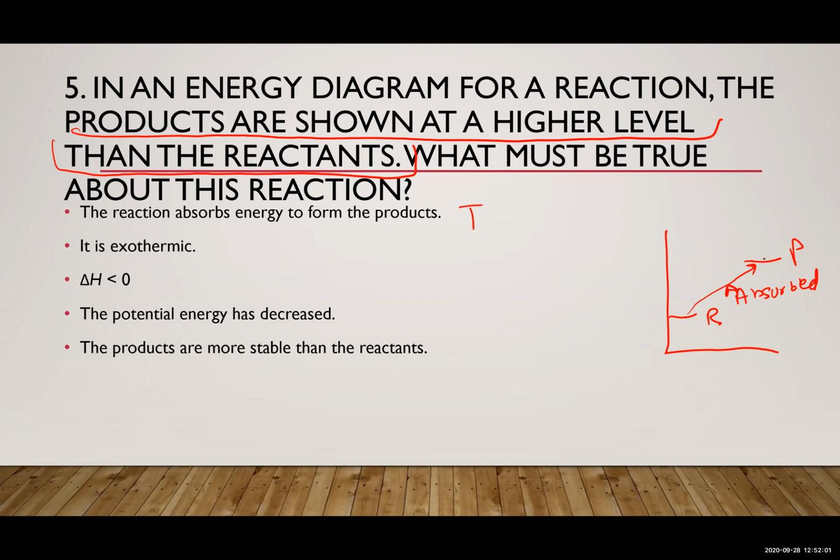Second statement, it is exothermic. True or false? False. It's not exothermic. Absorbed is endo. Delta H is less than 0, means it's negative. Heat change is negative. Is it true or false? False. Negatives are exothermic reactions, so it's false.